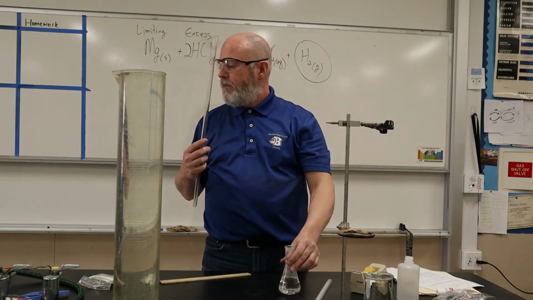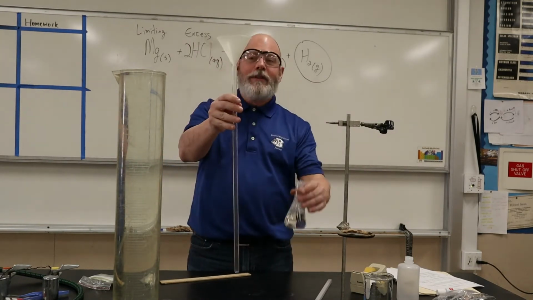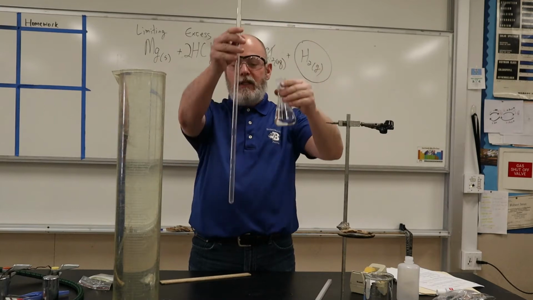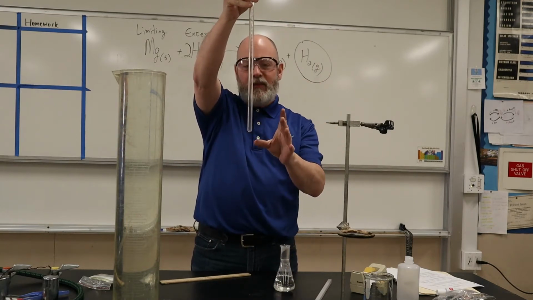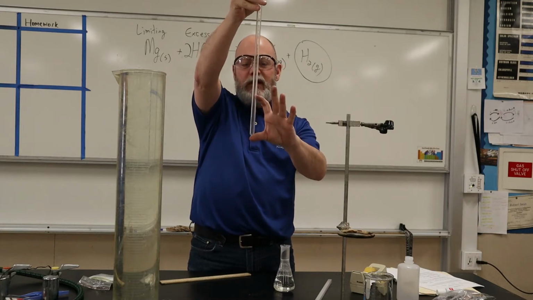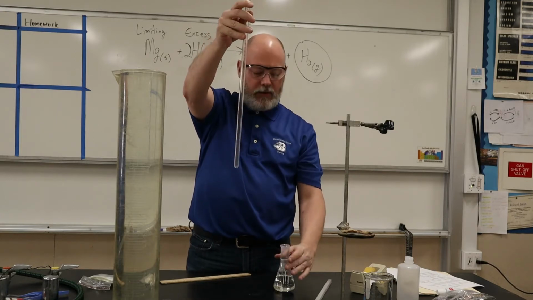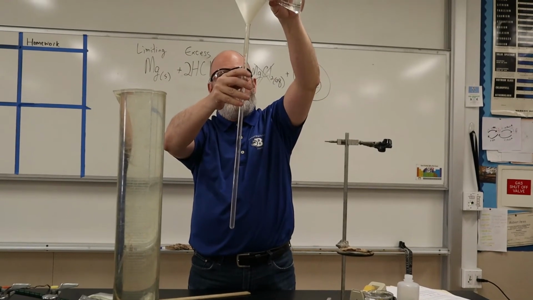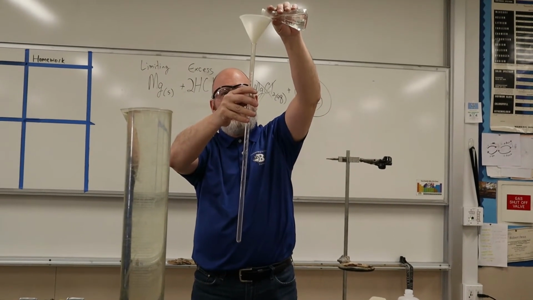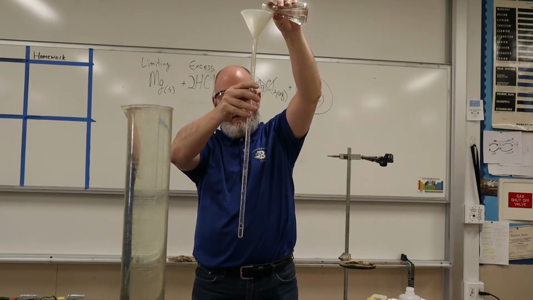Here's the HCl. Oh, I need a funnel. I'm going to pour the 10 milliliters of acid. Remember, since the acid is the excess reactant, we don't have to be exact. 10 milliliters is about there, so we're just going to pour that in. It's a good thing you're wearing your goggles. Getting this in my eye would send me to urgent care.